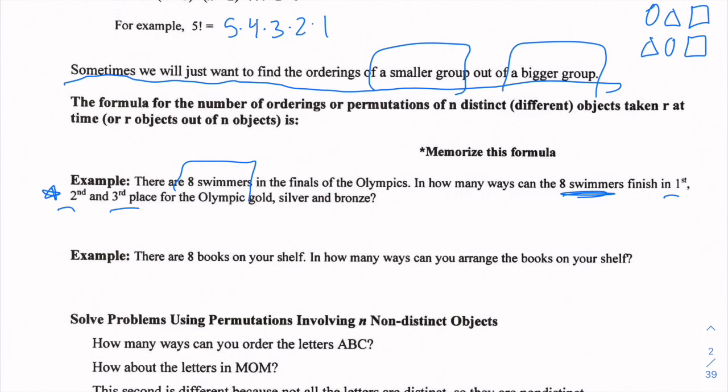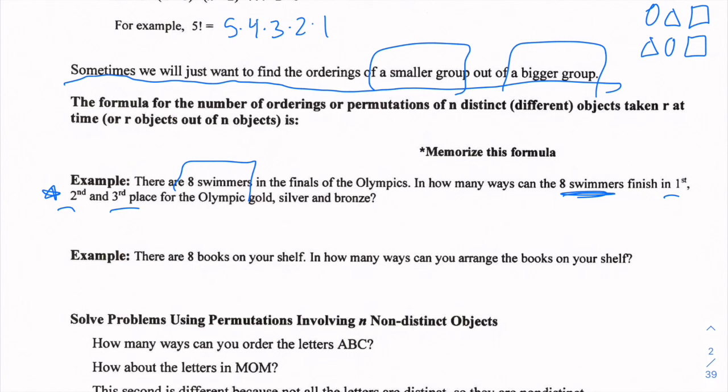So do I care about 4th place? Do I care about 5th place? The answer is no. I only care about 3 places, right? So out of the 8 swimmers, you're really only worried about 3 of them. Whoever finished first, second, and third.